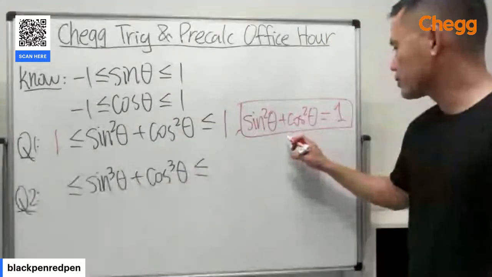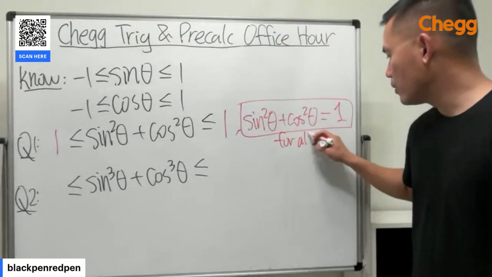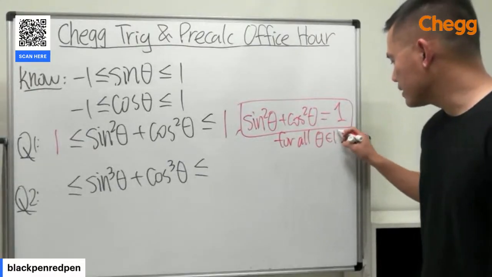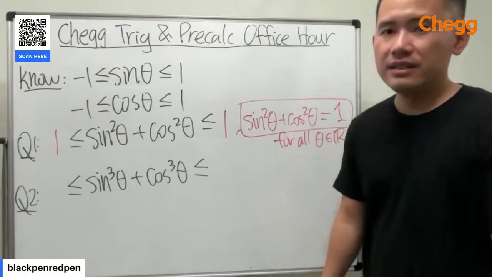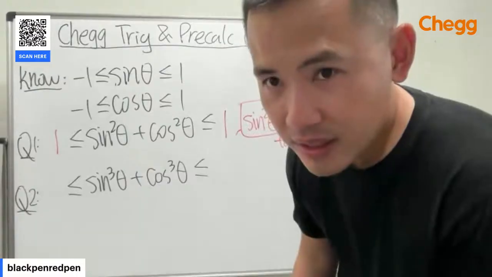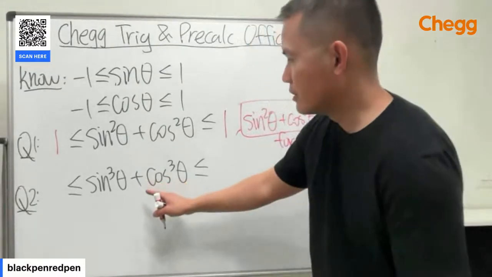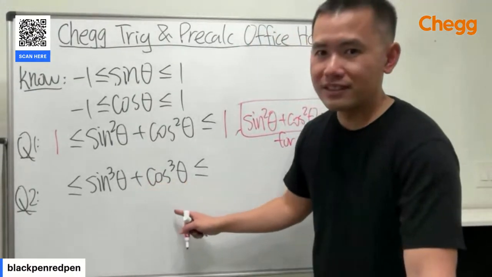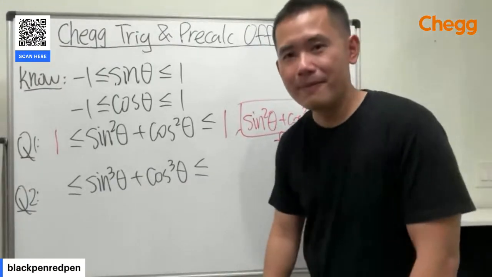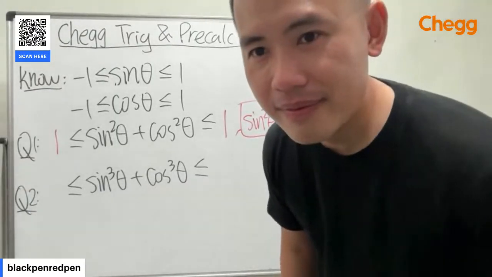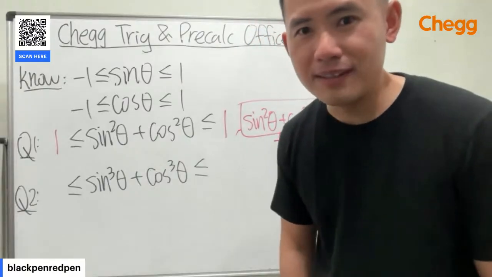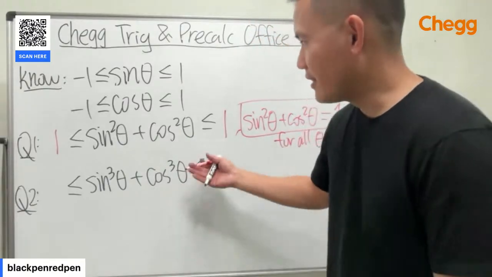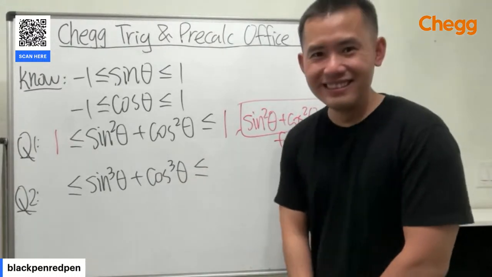This right here is true for all theta, but only the real numbers. If you have a complex number for theta, yes, you can get different values. But how about number 2? If you have the cubic ones, I'm debating whether I want to tell you guys the answer today or maybe next time, so that way you guys can think about how to deal with this.